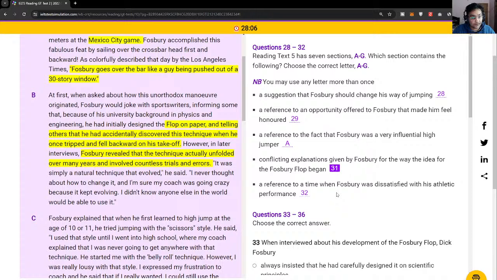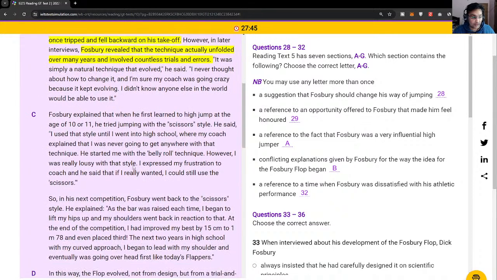So 31 is going to be B. So this is how we are going to decode the information. There are three different contradictory explanations in this paragraph that are perfectly matched with this. So now we are done with 1, 28, 29, and 32. We need three more to do, and we're not sure that any one of these could be repeated.